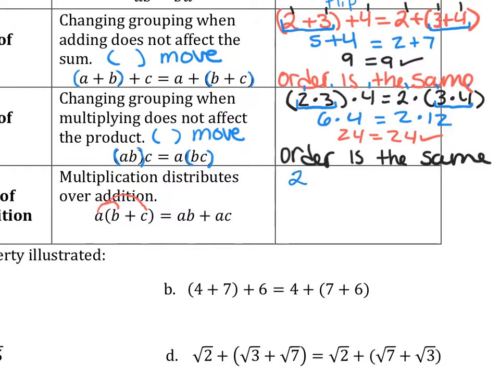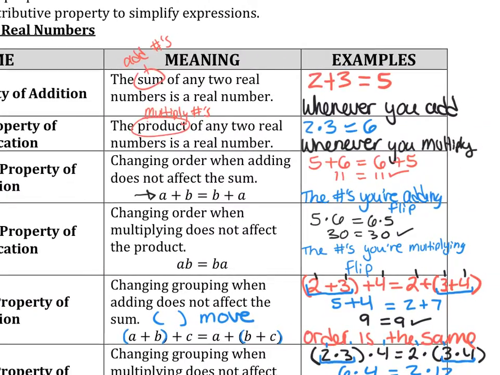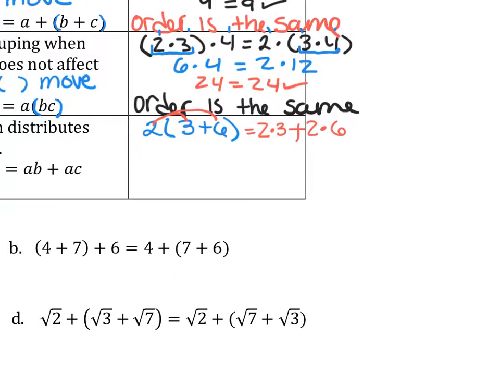So for example, if we had 2 times (3 plus 6), that would be the same as doing 2 times 3 plus 2 times 6. Okay, so the difference between the distributive property and the closure of multiplication: the closure property of multiplication is just a plain old boring multiplication problem. So each one of these individually would demonstrate the closure of multiplication. But when we do this distributing in order to get to that point, that's what makes this the distributive property.